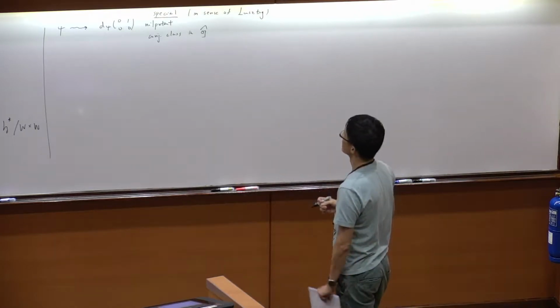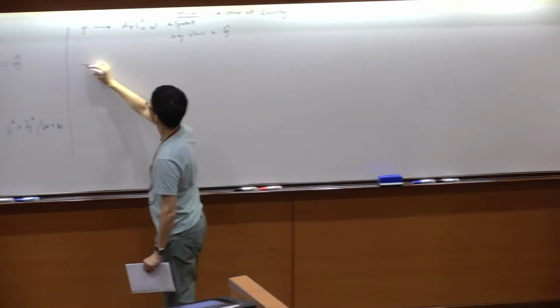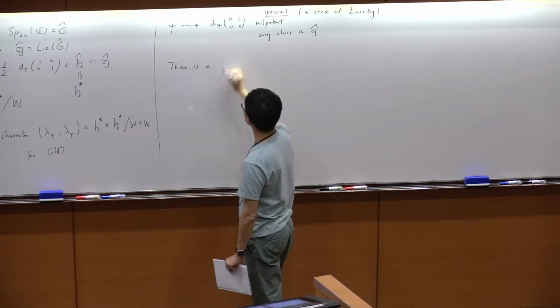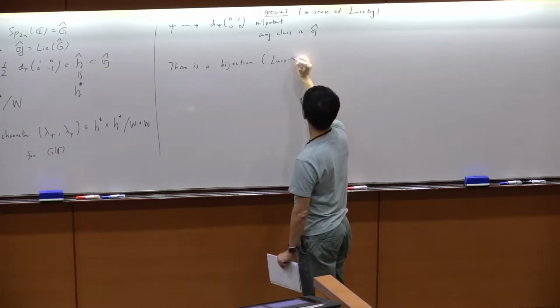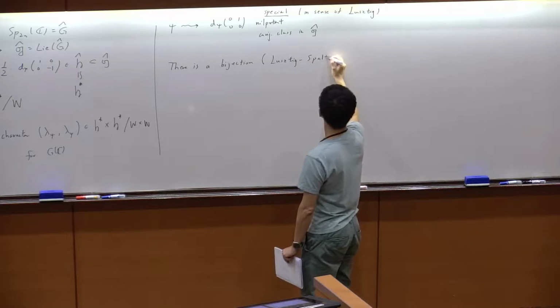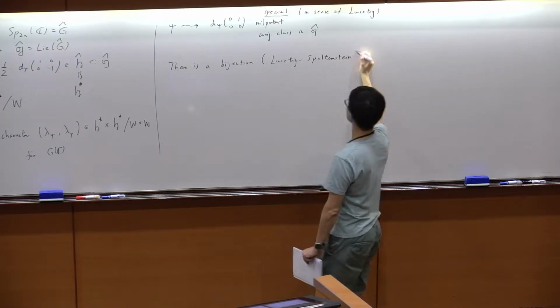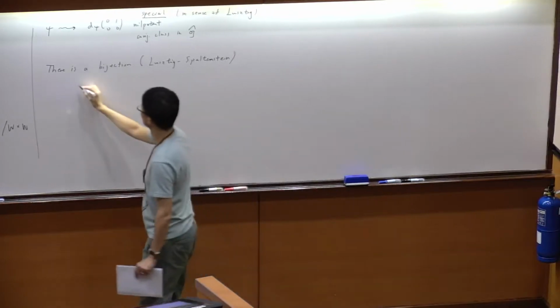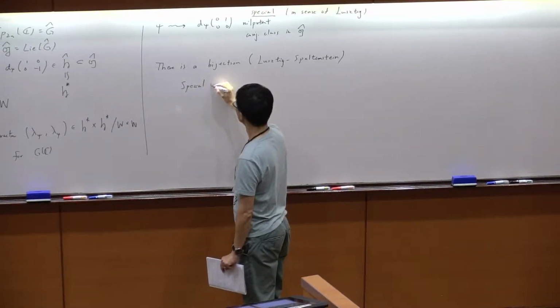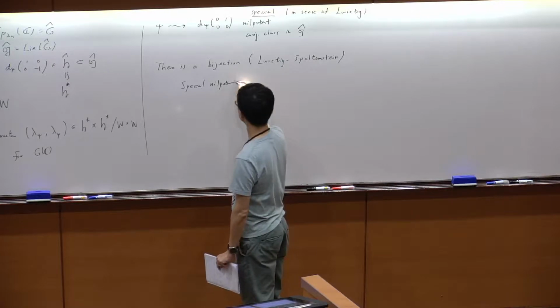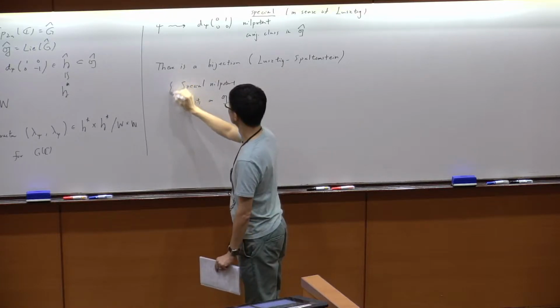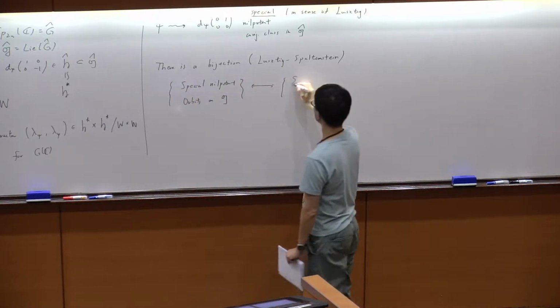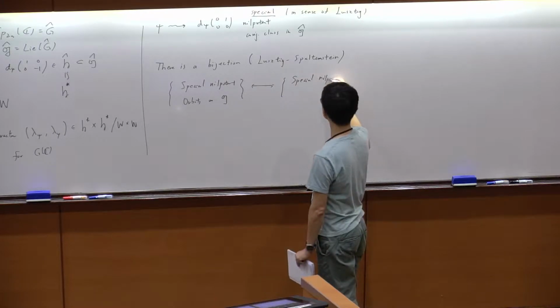The point is that there is a bijection. This is due to Lusztig and Spaltenstein between special nilpotent orbits on G hat and special nilpotent orbits on G.